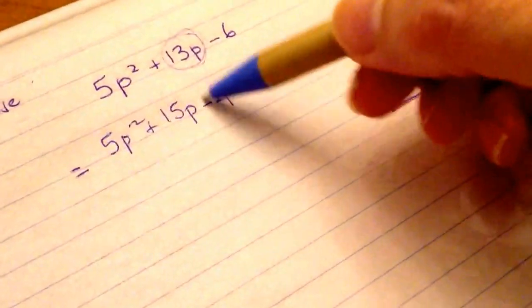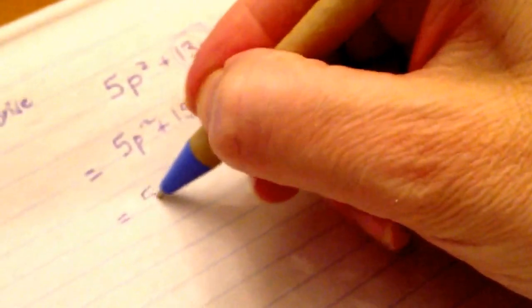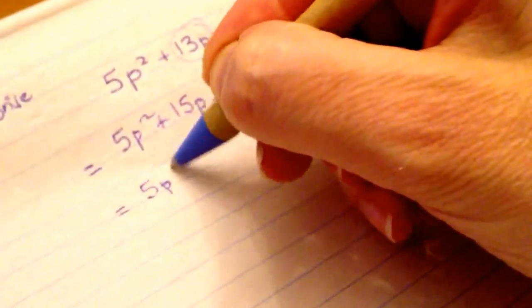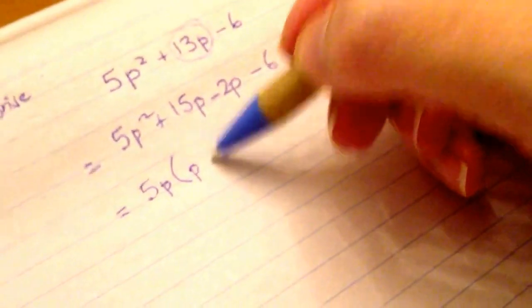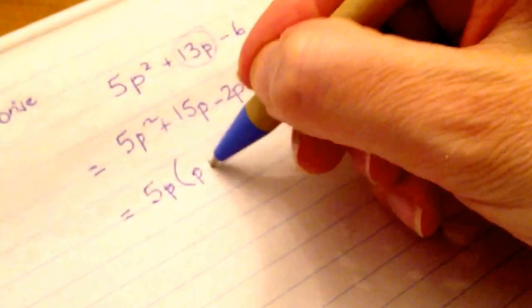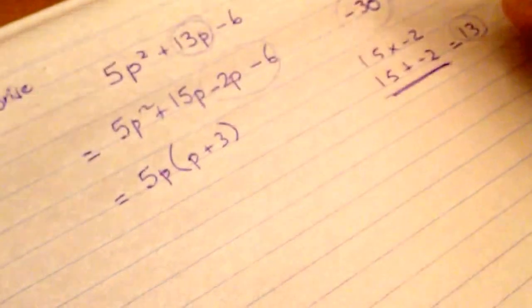Look at the first 2 terms and factorise those as though they're on their own. So the common factor I can see in both those terms is 5p. So 5p comes out of a set of brackets. So 5p times what gives me 5p squared? Well, it'll be p. And 5p times what gives me 15p? That will be plus 3. And close my brackets.